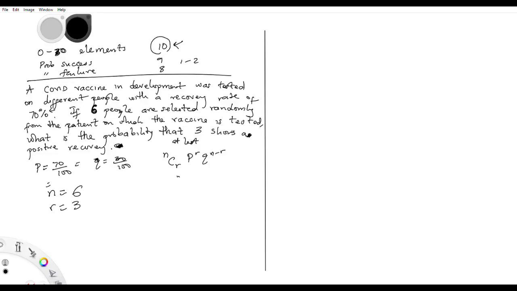Okay. That's that. Now, I mentioned that sometimes it might not be positive, sometimes it might be negative. Let's use this question here. What if the question goes this way? 6 people are randomly selected. What's the probability that 2 out of that 6 do not recover, or do not show any recovery signs? You understand the question? So now 2 of them do not show the recovery.